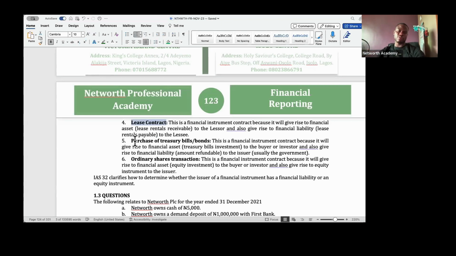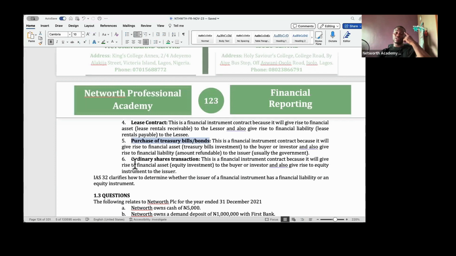Another one is treasury bills or bonds, like the example I gave you of buying government bonds or government treasury bills. Again, the lender or the investor or the buyer would have a financial asset because they will have a right to receive cash. And in this case, it means interest and also principal at maturity. But the borrower or the issuer, usually the government, has an obligation to deliver cash because they have to pay interest and they will have to pay the principal in cash at maturity. So they have a financial liability. Again, the two sides are complete. And that's a financial instrument contract also.